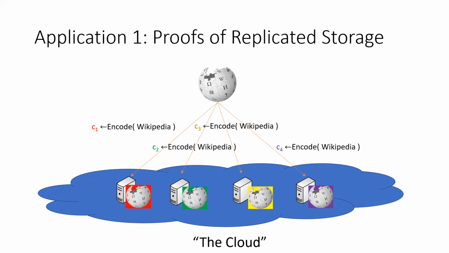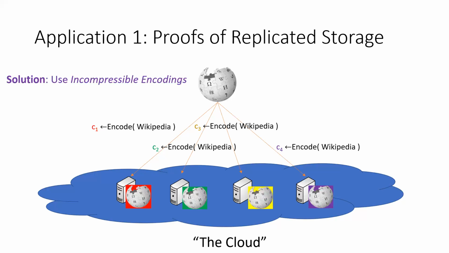The idea is that I'm going to not ask the cloud to store Wikipedia itself, but rather to store various incompressible encodings of the Wikipedia data. So here I'm encoding the Wikipedia several times, 4 times, or as many times as the cloud is saying, as many replicas as the cloud promises to have. And I get these different code words that are different representations of Wikipedia: a red code word, green code word, yellow code word, and purple code word.